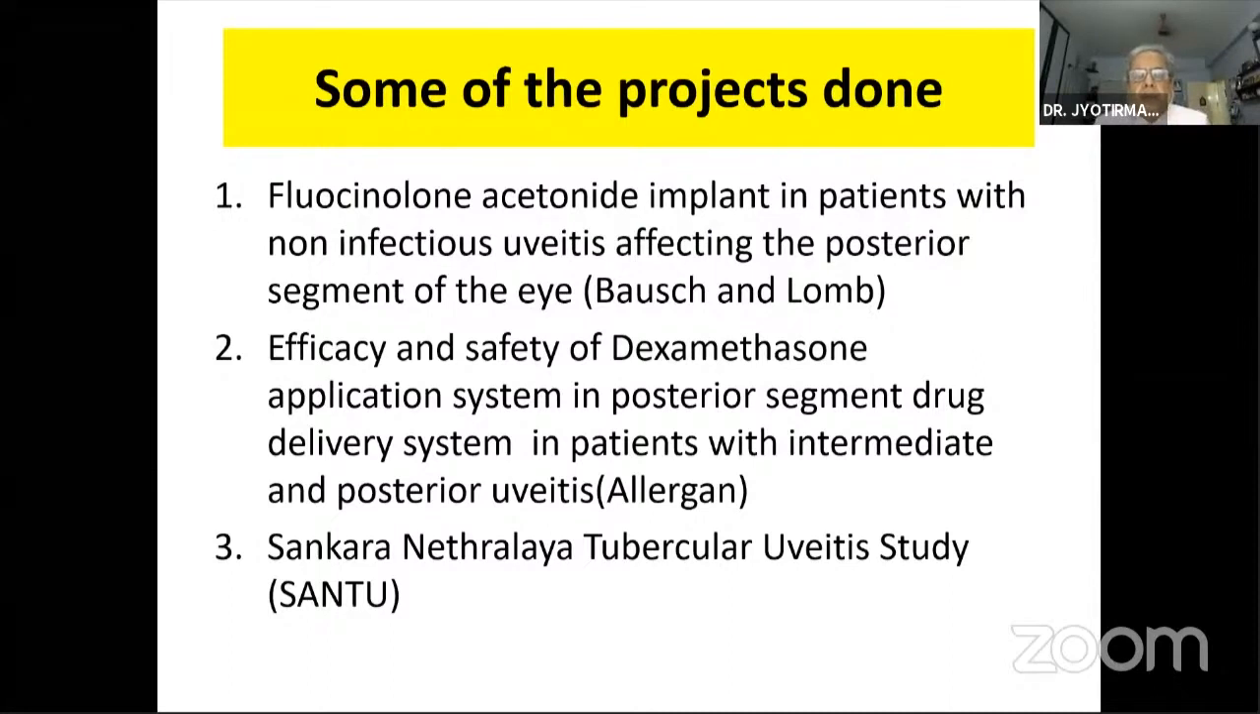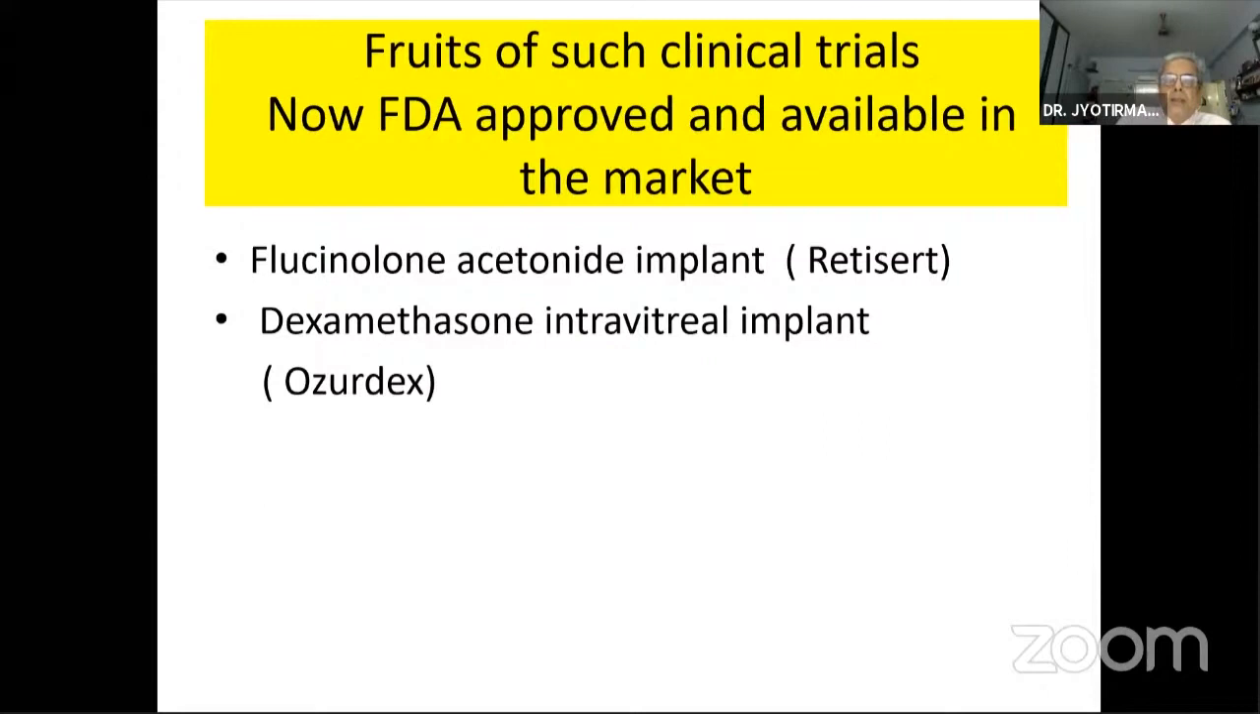So some of the projects which we have done have resulted in a clinical product. One is the fluocinolone acetonide implant, which was tried in our patients in a randomized trial. Efficacy and safety of the dexamethasone applicator system in the posterior segment of the eye has resulted in the Ozurdex. And we are now doing an investigational study, the Shankara Nethralaya tubercular uveitis study. Next. As I mentioned, the Retisert and Ozurdex are the two treatment modalities which have been studied by us and are now available as FDA approved drugs. Next.